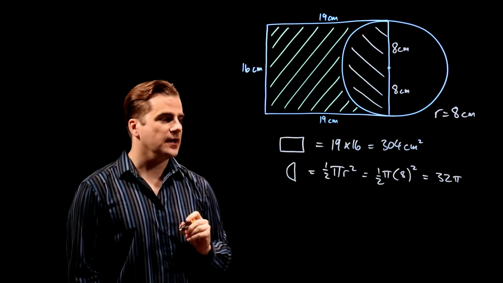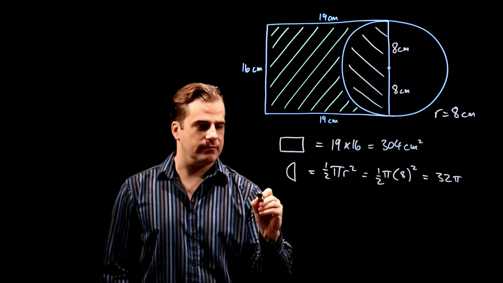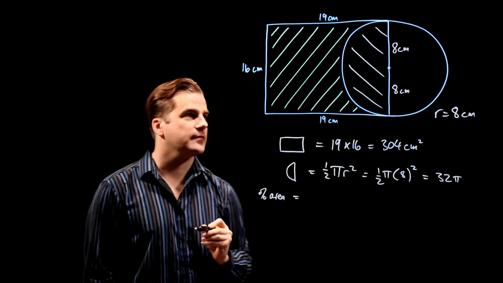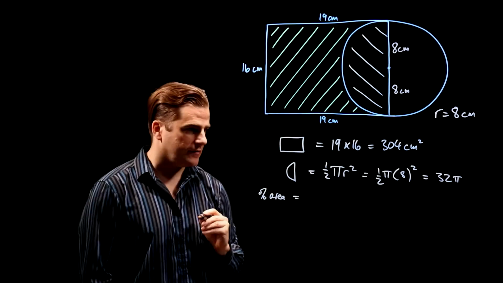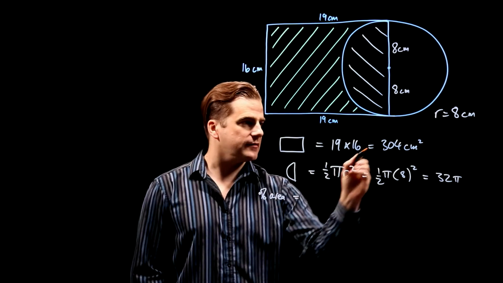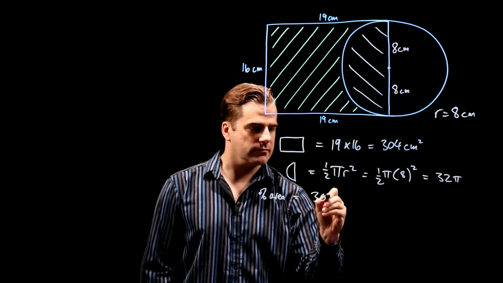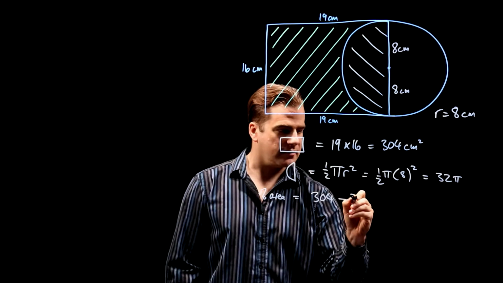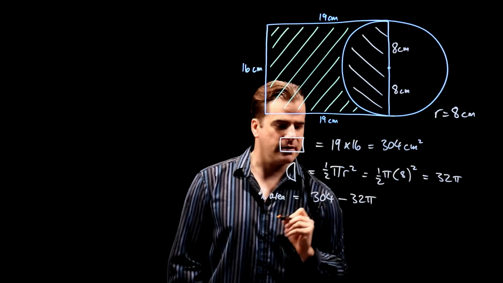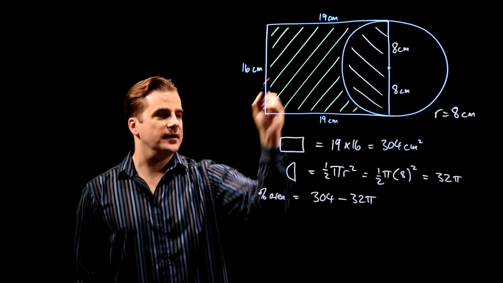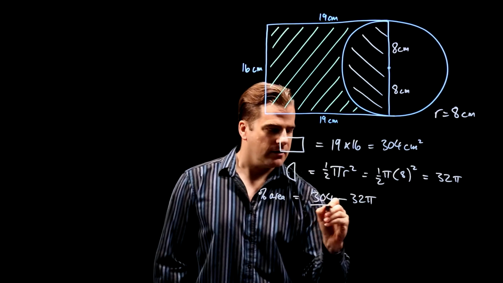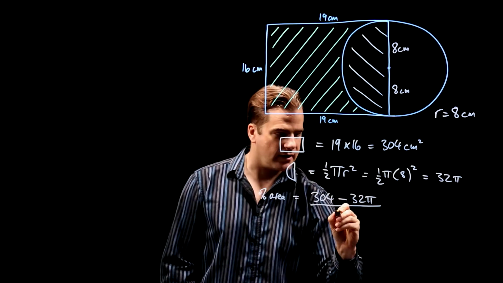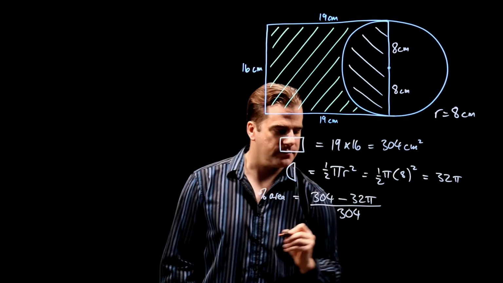Good. So, the percentage area is the area of the shaded bit. Well, that is 304, the whole thing, minus that, minus 32 pi. Okay, that's the area of the shaded bit. So we've got to express that as a percentage of the area of the whole thing. Area of the whole thing is 304.